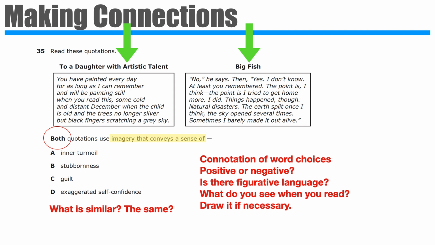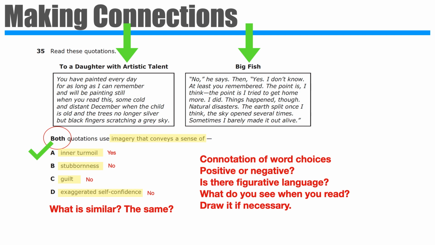To narrow down our answer choices, we can look at several things. The connotation of the word choices, meaning are the words used presented in a positive or negative way? How do these quotations use figurative language? What do you see in your mind when you read each of these quotations? And it might be helpful to even draw out what the quotations are describing if necessary. Asking yourself these questions will help you narrow down the correct answer choice.